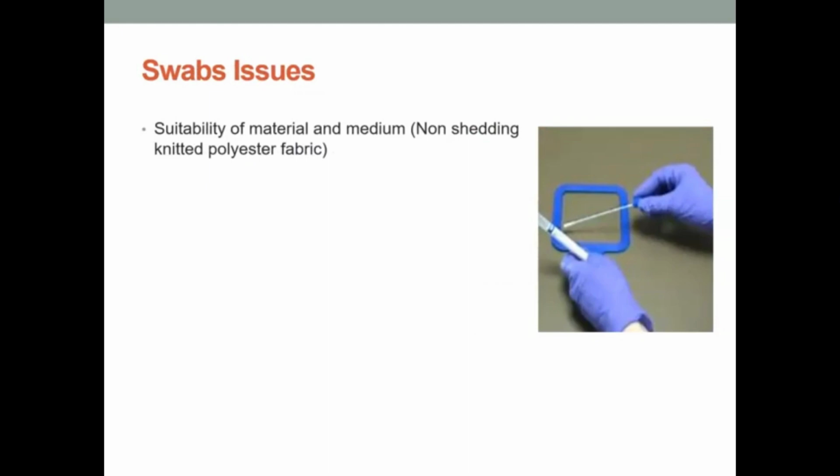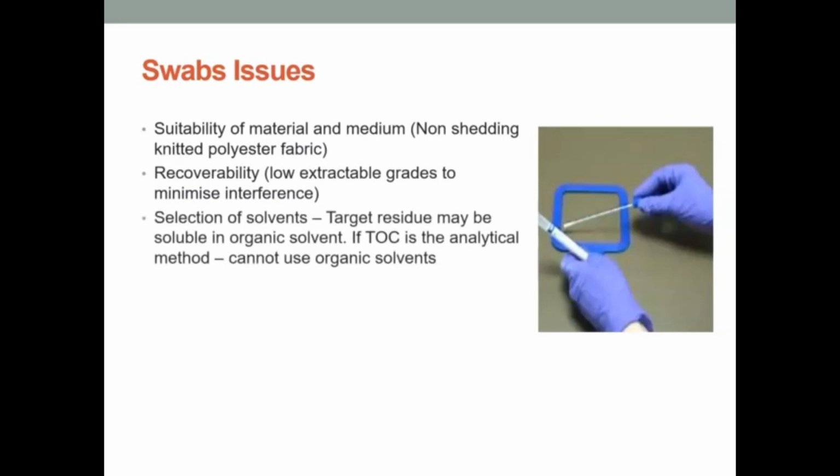Swab issues. Suitability of material in the medium. It needs to be a non-shedding, knitted polyester fabric. The recoverability: it has to have low extractable grades to minimize any interference. And selection of solvents. The target residue may be soluble in an organic solvent. If you are using TOC as your analytical method, then you cannot use an organic solvent as your cleaning solution.